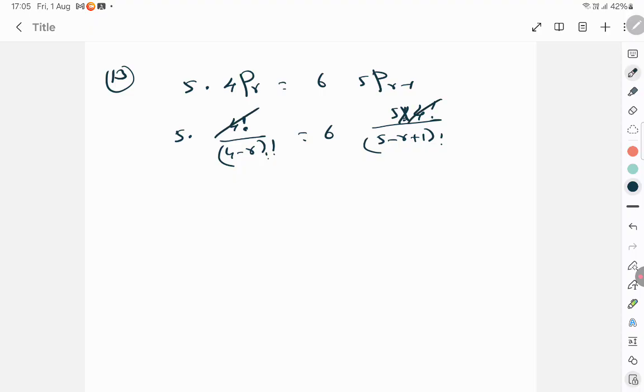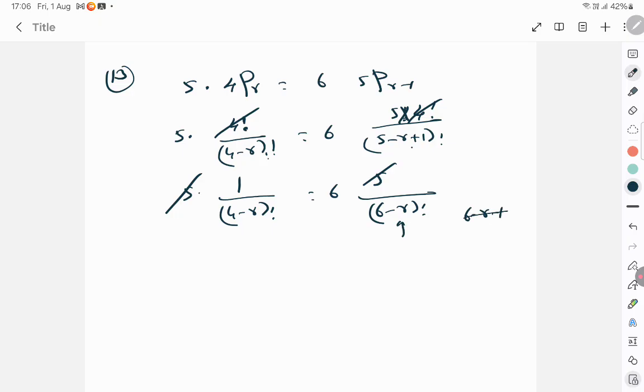Then I'll write this as 5 into 1 by 4 minus r factorial is equal to 6 into 5 is also there. The 5 and 5 can readily be cancelled from the left side and right side. So this is 6 minus r factorial. You have 6 minus r factorial, subtract 1, it will be 5 minus r factorial.